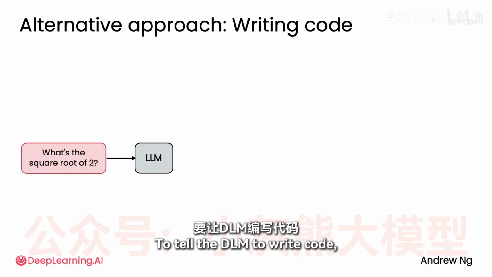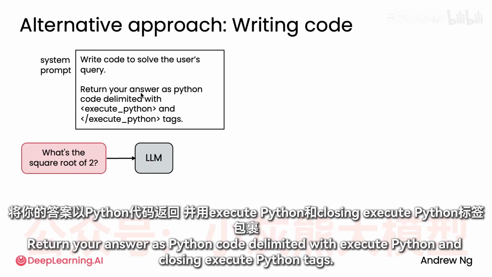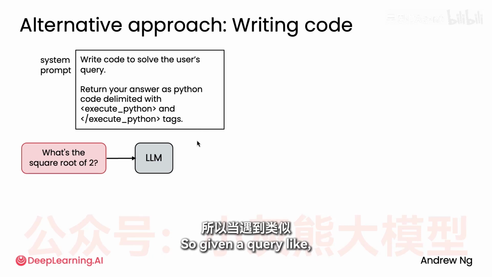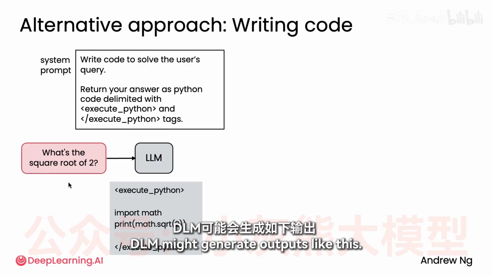To tell the LLM to write code, you might write a prompt like this. Write code to solve the user's query. Return your answer as Python code delimited with execute Python and closing execute Python tags. So given a query like, what is the square root of 2? The LLM might generate output like this.